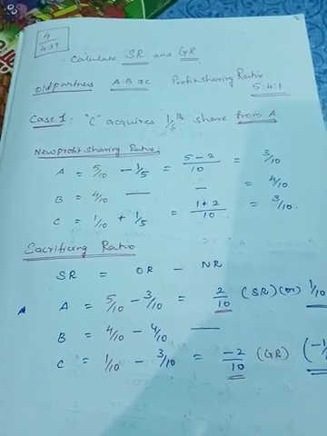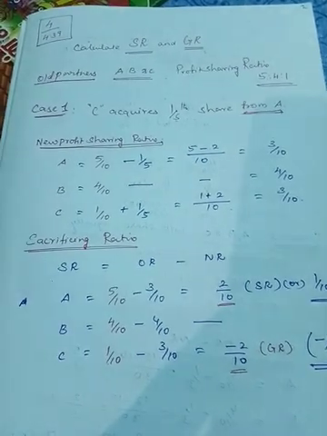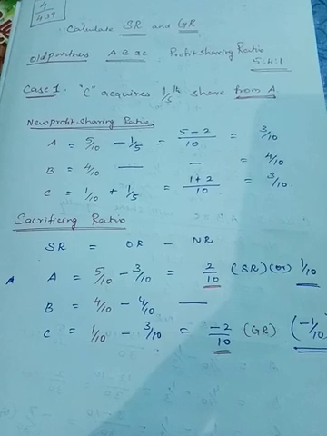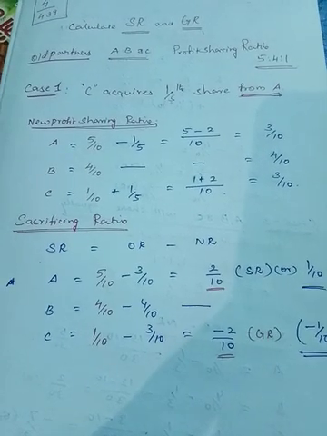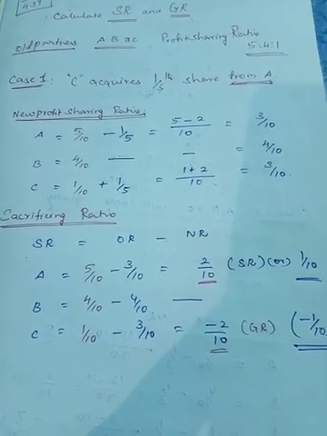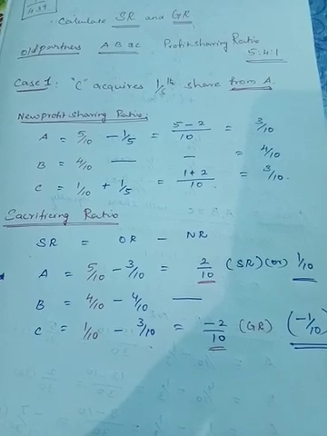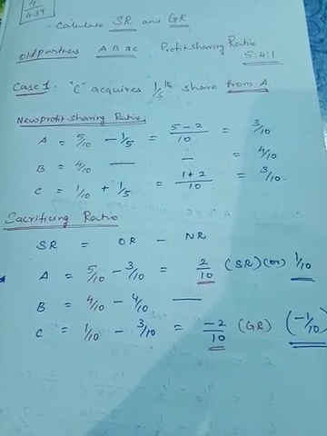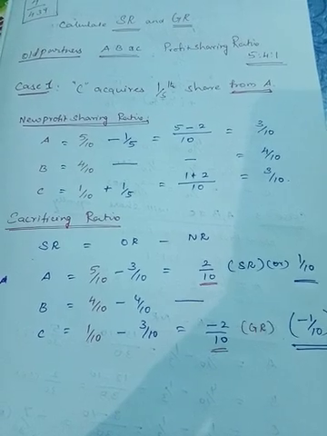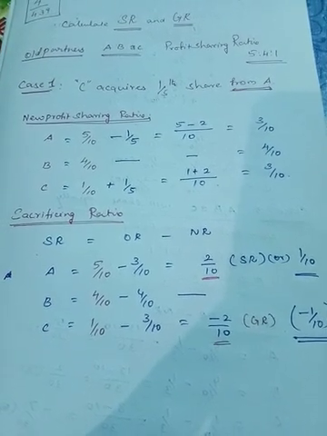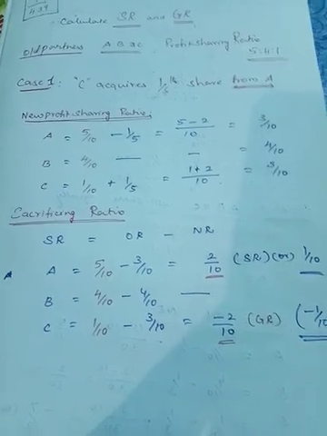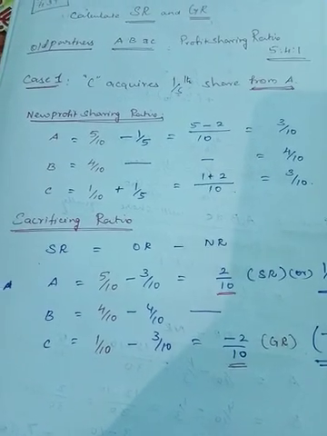So sum number 4, page number 4.39. In this sum, there are 4 different cases of finding the sacrificing ratio and gaining ratio. The old partners are A, B, C, with profit sharing ratio 5:4:1. After that, the 4 adjustments are given. First one, C acquires 1/10 of share from A.